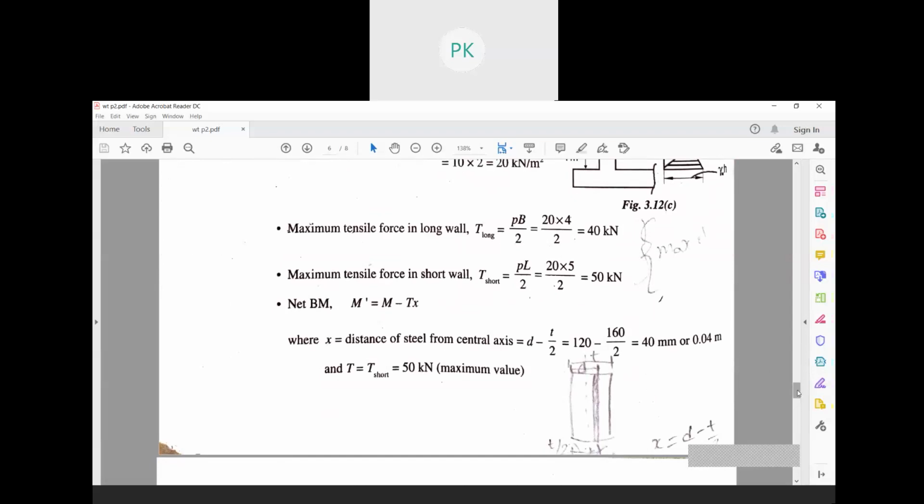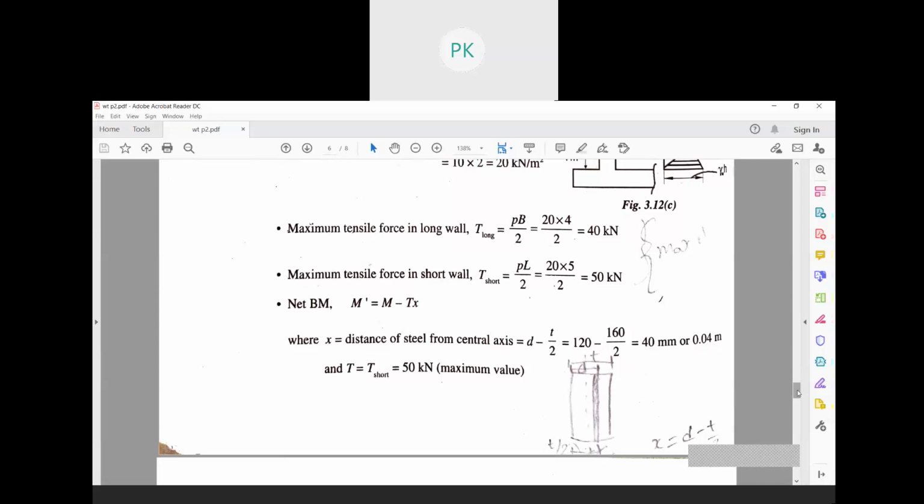Here the P value is different, so P value is 20. In the previous case it was more, it was 30, at that time when we calculated the tensile force, now this comes. So the maximum tensile force in short wall, PL by 2, you will get 50 kilonewton. So we have to take the maximum of these two values, tensile force.